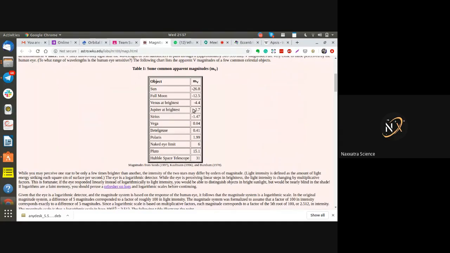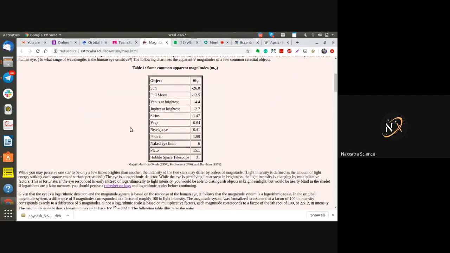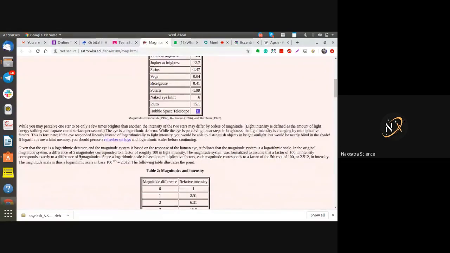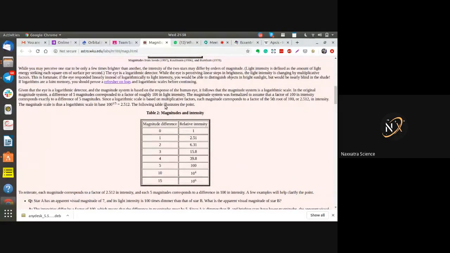So Jupiter at brightest is minus 2.7, right? The naked eye limit is 6, right? You can't see anything after this. And Hubble Space Telescope is extremely dim. It's 31, so you definitely can't see it. So, Table 2: magnitudes and intensity.